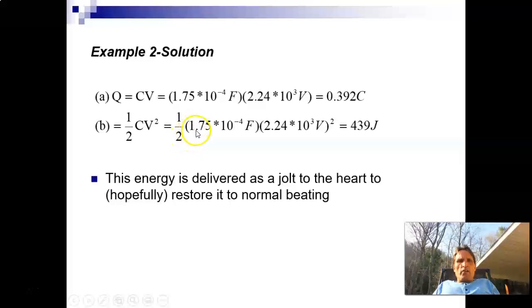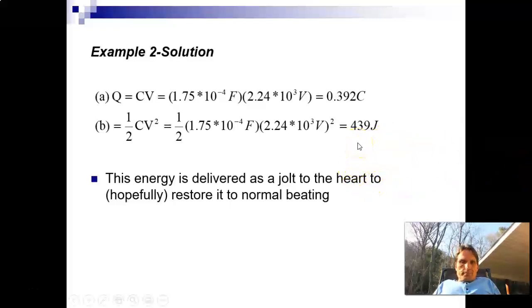You plug in 175 times 10 to the negative 6 farads, because it's 175 micro, which is 1.75 times 10 to the negative 4. You plug in 2240 volts and square it, and you see that 439 joules of energy can be stored in the defibrillator. They're stored across the capacitor. And that 439 joules is available when needed to hopefully jolt this poor guy's heart back to normal beating. So again, the capacitor is an energy bank.